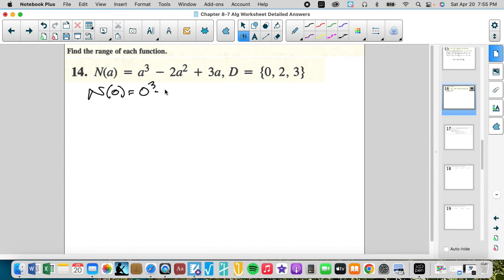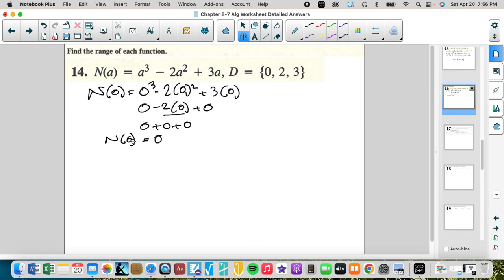0 cubed minus 2 times 0 squared plus 3 times 0. Okay, I'm going to do it downwards. So that 0 cubed is 0, minus 2 times 0 squared is 0, plus 3 times 0 is 0. We're going to do this multiplication. So it is 0 plus 0 plus 0, which is 0. So n of 0 equals 0. That doesn't look like a 0. That looks like a 6.